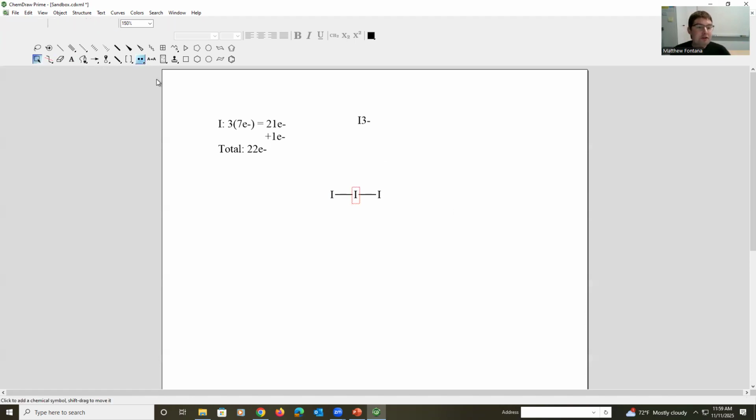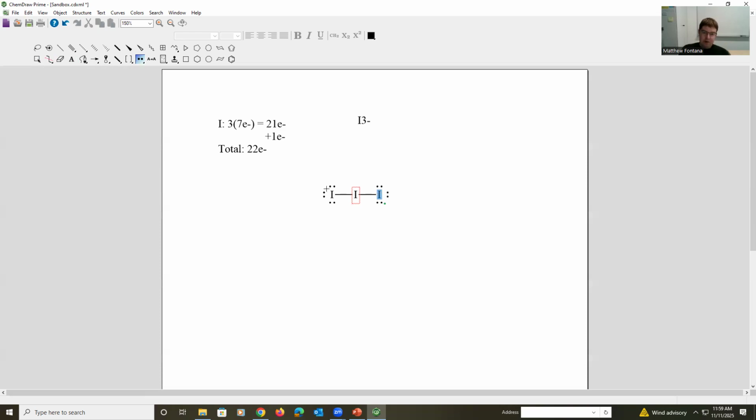Now what we need to do is get a full octet on each of these. We have two electrons on this iodine from the single bond, so we need to add one, two, three lone pairs to it. This one on the right-hand side is in the same circumstance, and so we want to add one, two, three lone pairs to the iodine on the right-hand side.